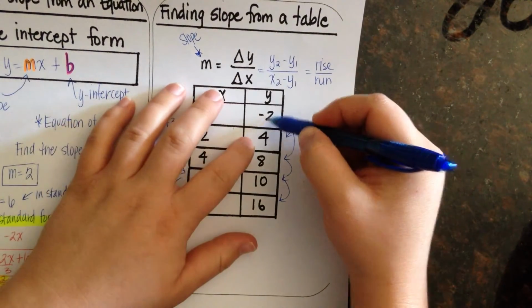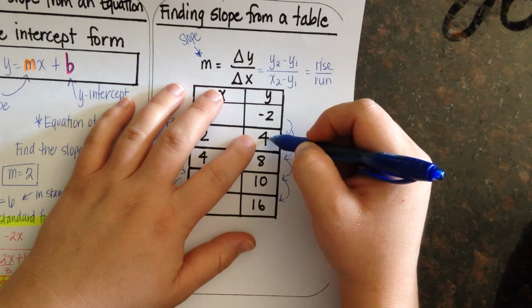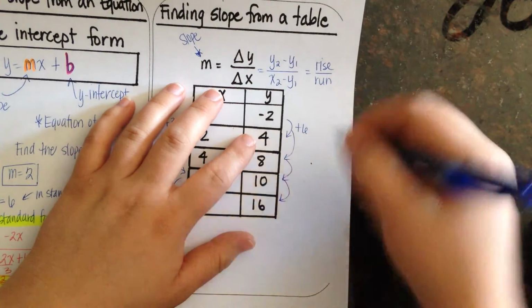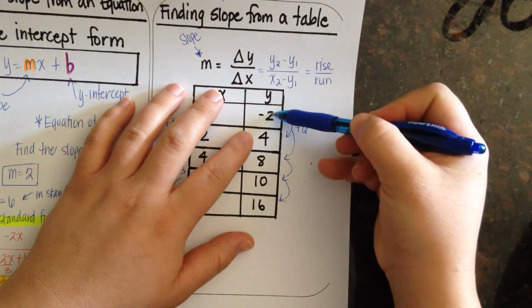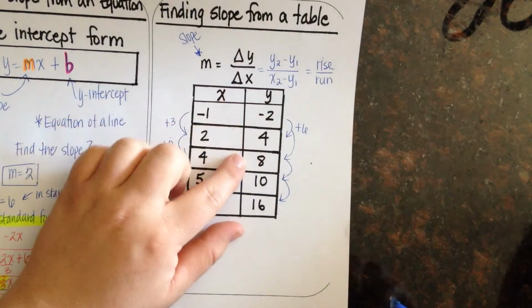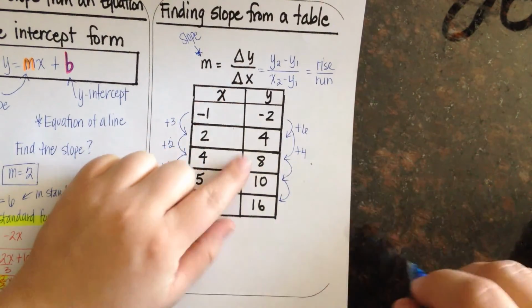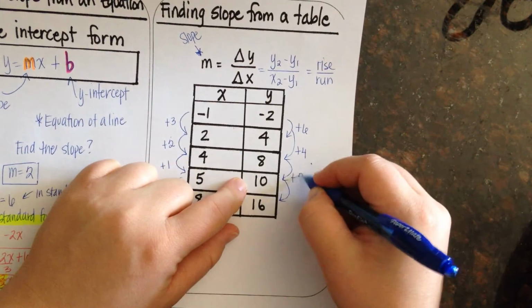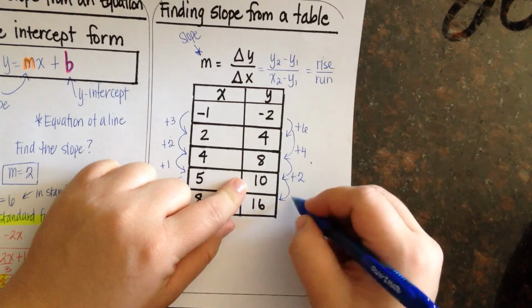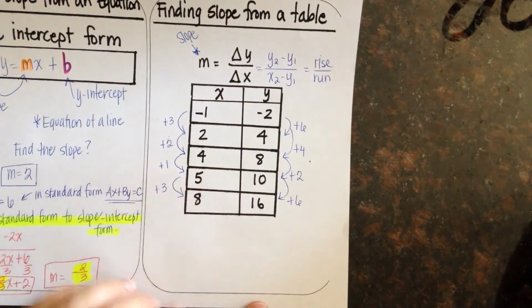Okay, -2 to 4 is a difference of +6. Okay, the -2 to 0 and then +4 more. 4 to 8 is a change of 4. 8 to 10 is a change of 2. And 10 to 16 is a change of 6.